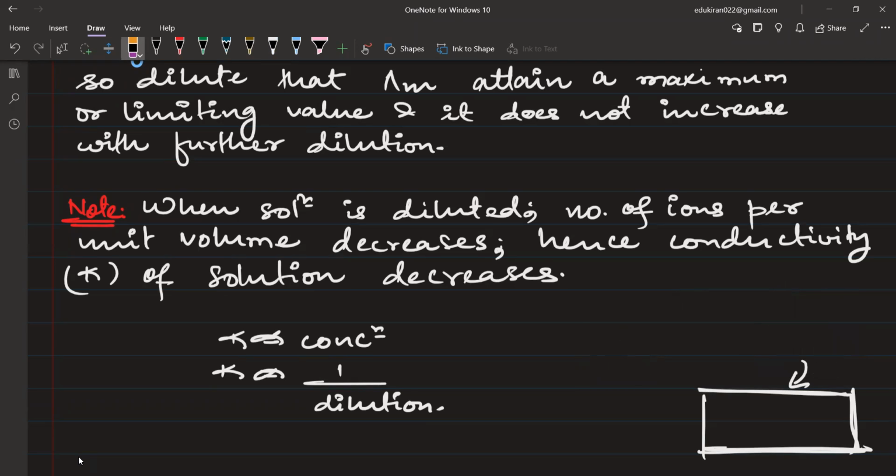ओके, सो कंडक्टिविटी is directly proportional to concentration, inversely proportional to dilution. But molar conductivity is inversely proportional to concentration, directly proportional to dilution. Okay. So at this point, I'm ending the class. There is one point that is the Kohlrausch law of independent migration.